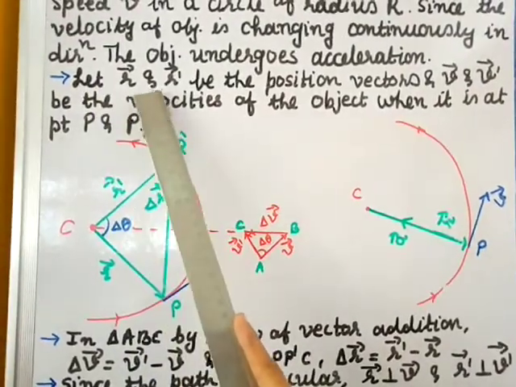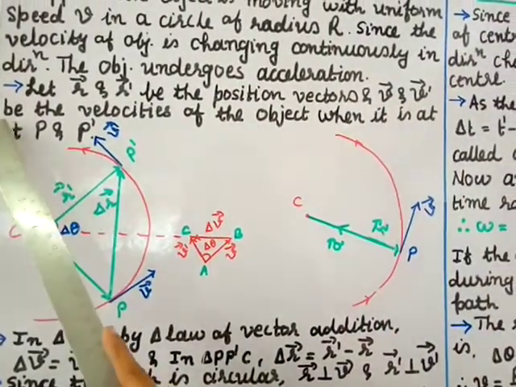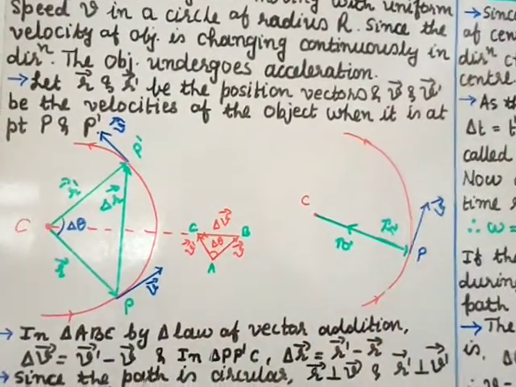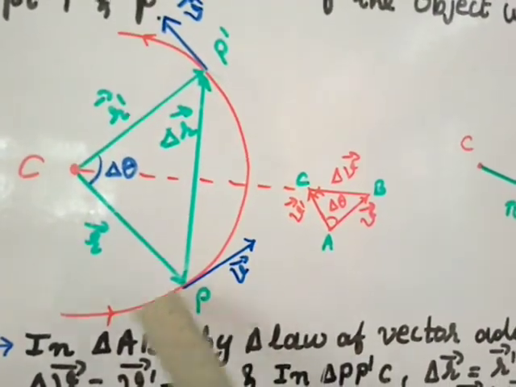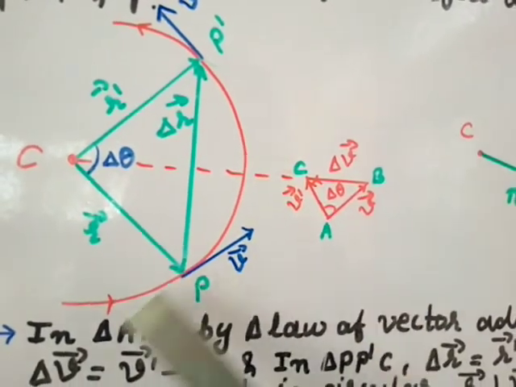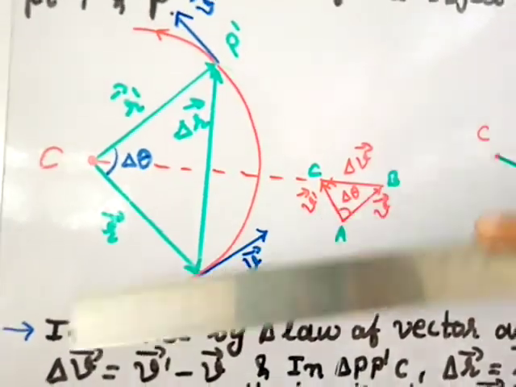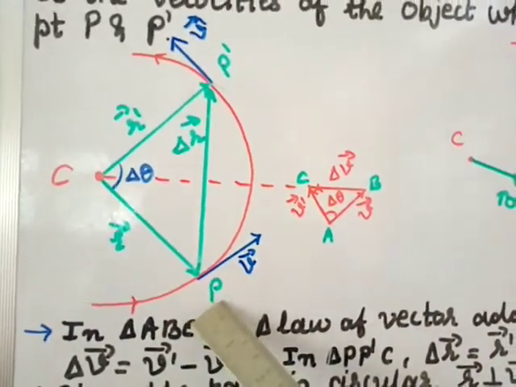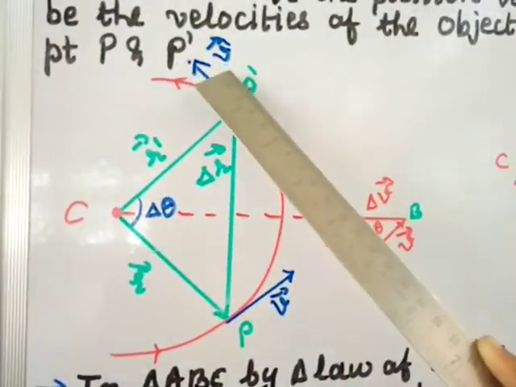Let vector r and vector r dash be the position vectors, and v and v dash be the velocities of the object when it is at P and P dash. You can look in this diagram: when the object is at P, the position vector is r and the velocity vector is v, given as a tangent to this point. When you draw the tangent, it will be in this direction, in the direction of motion of the object. And when the object reaches from P to P dash, the position vector is r dash and the velocity is in this direction, given by v dash.